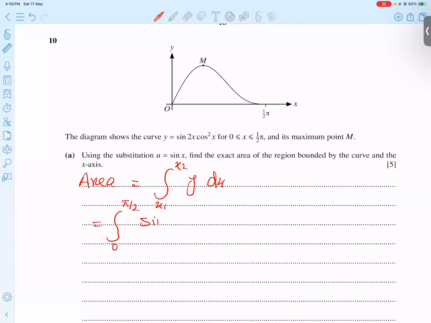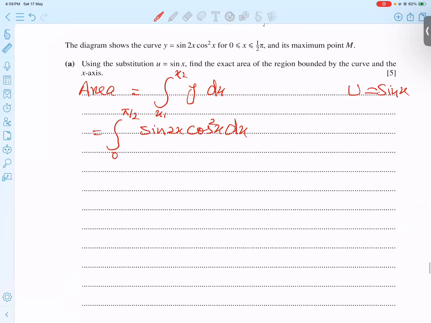Now the basic problem is how to handle the single angle and the double angle. Single angle is x and here is the double angle. And the given substitution is u equals sine x. But I have to open this. If I open it, what happens? So 0 to pi by 2, I open 2 sine x cos x, and here I'm getting cos cube, cos square as well.